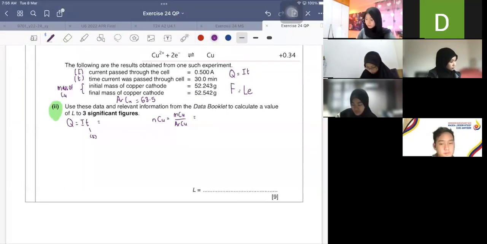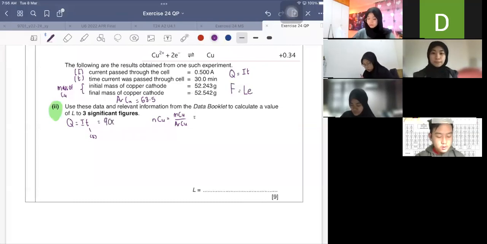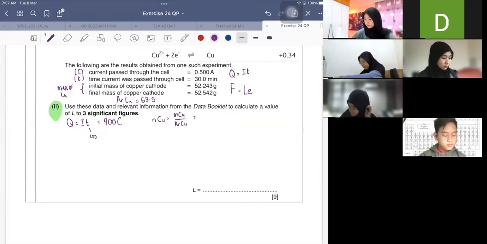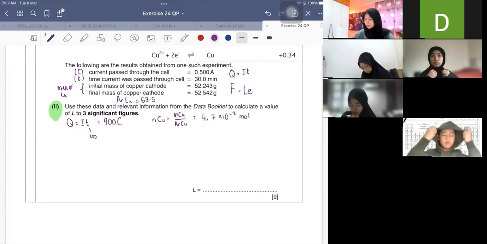We are now looking at question number 5, for those of you who just joined, question 5B, part 2. Your charge Q, the amount of electricity passed in your electrolysis system, should be 900 coulombs. Did you get that? Okay, thank you. And the number of moles of copper that you produce in this setup is 4.7 times 10 to the power of minus 3 mole.